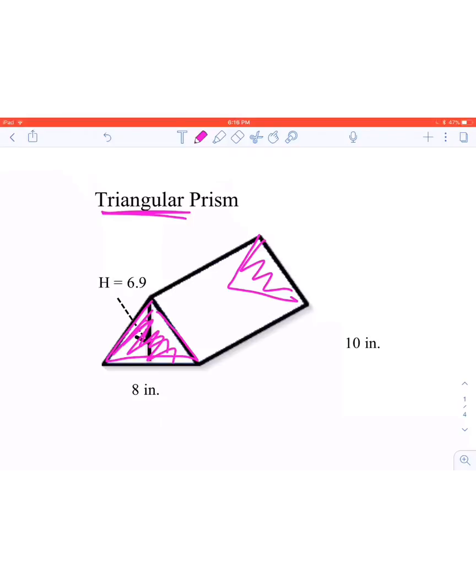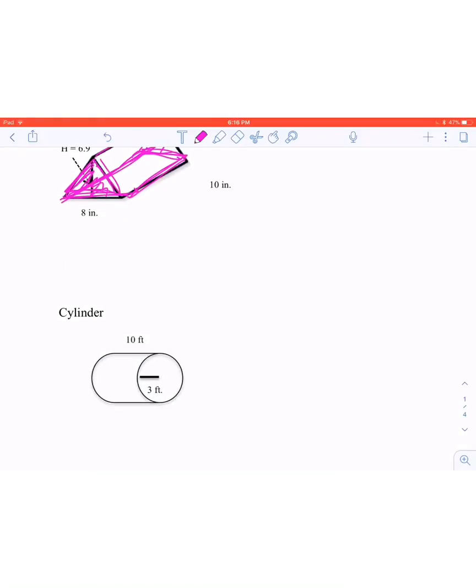So even though this triangular prism has its bottom on the floor like this, that is not the base in this case. The base is going to be a triangle because that's what's forming this prism. And lastly, again, cylinder too, the base is not what's touching the ground, but more of what's forming the shape. So in this case, the circle is the base.